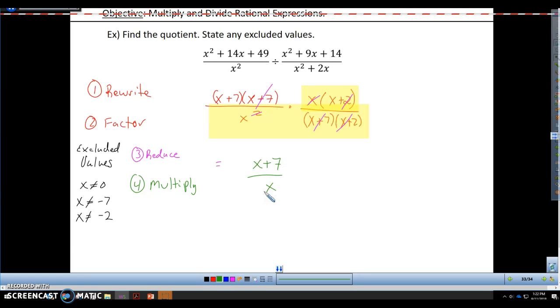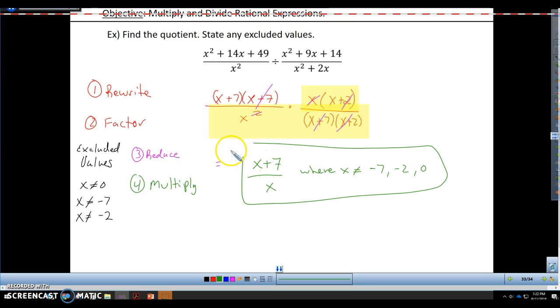That is our quotient. The last thing that we have to do is include our excluded values, of course. So we have where x is not equal to negative 7, negative 2, or 0. Okay, that is the second example.